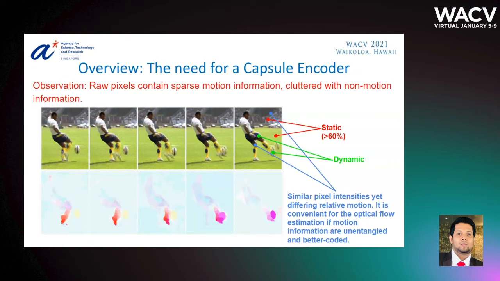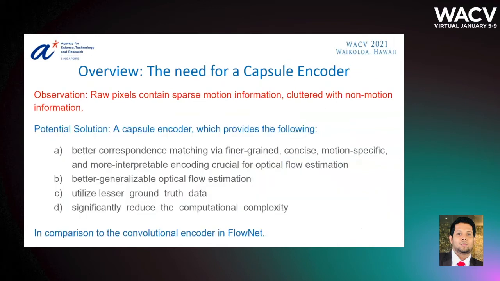However, existing networks such as FlowNet have shallow CNN encoders, which are often not adequate for this. Hence, we have the need for an advanced encoder. We hypothesized that a capsule encoder could be an excellent candidate for this task. Due to the inherent properties of capsule networks, it can provide finer-grained, concise, motion-specific, and more interpretable representation for better correspondence matching, better generalization for out-of-domain classes, with comparatively less ground truth data and a lot less computational complexity.